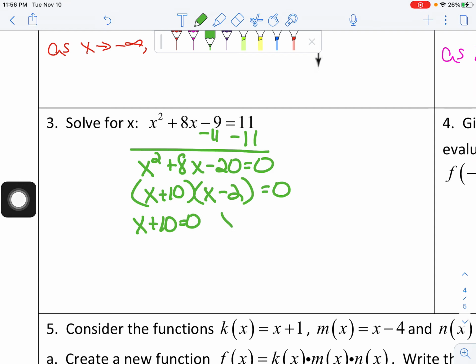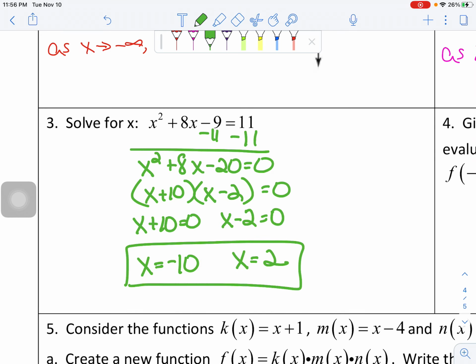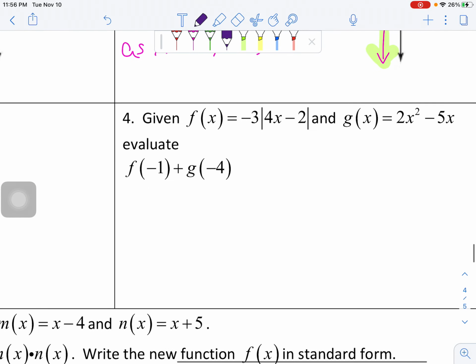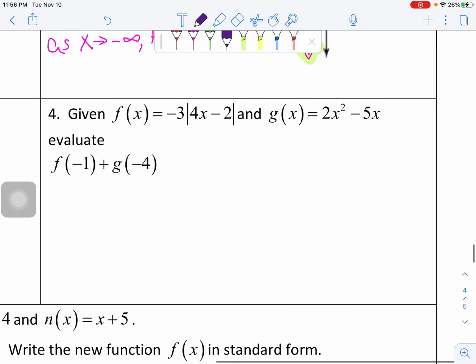So each one of these factors is going to be set equal to 0, and I'm going to solve. So x equals negative 10 and x equals positive 2. So there's my two answers for number three. Sliding over to number four.